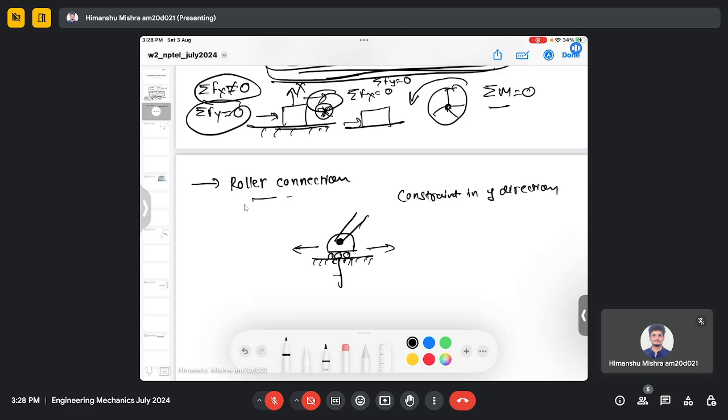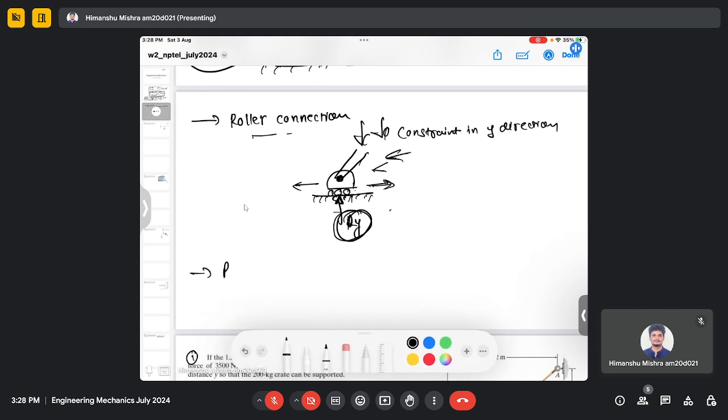Which means there will be some normal force acting here, Ry, because it cannot move in the y direction. Therefore, according to Newton's third law, there will be an equal and opposite force acting at this joint, which is Ry. There will be many forces acting on the system, and the equal and opposite force acts in the y direction, Ry. There will be no force in the x direction because this roller can move in the x direction. So there will be no resultant force.